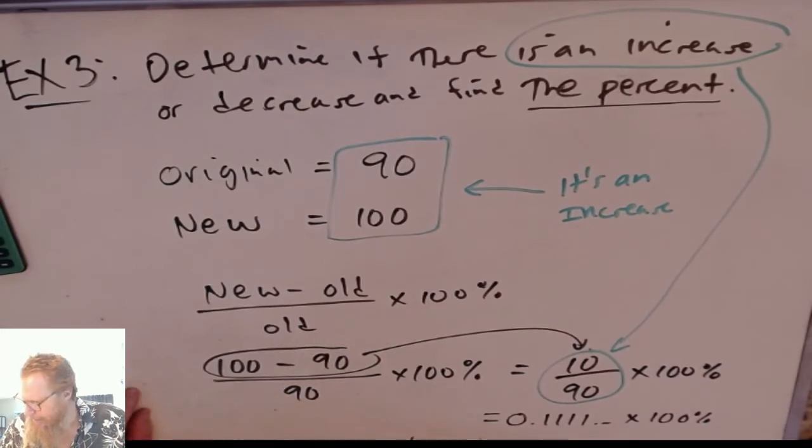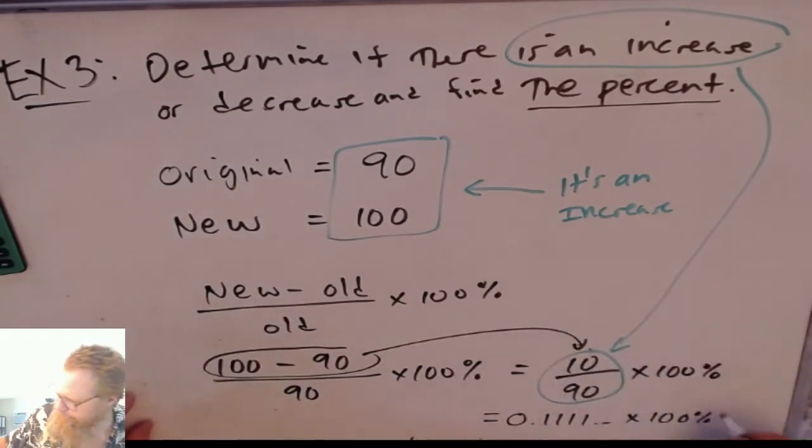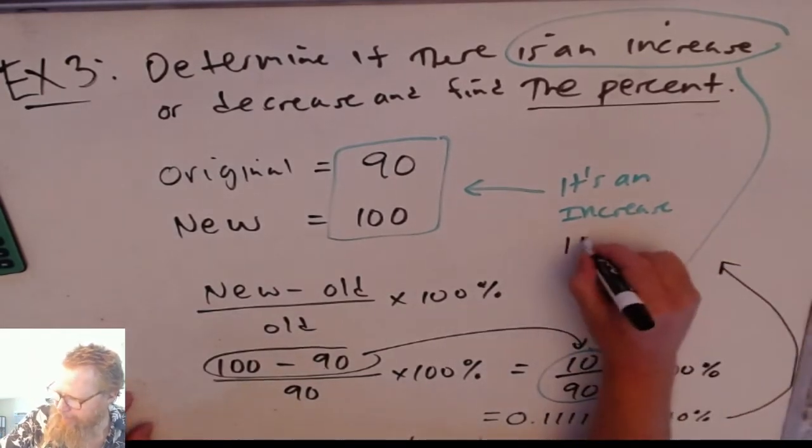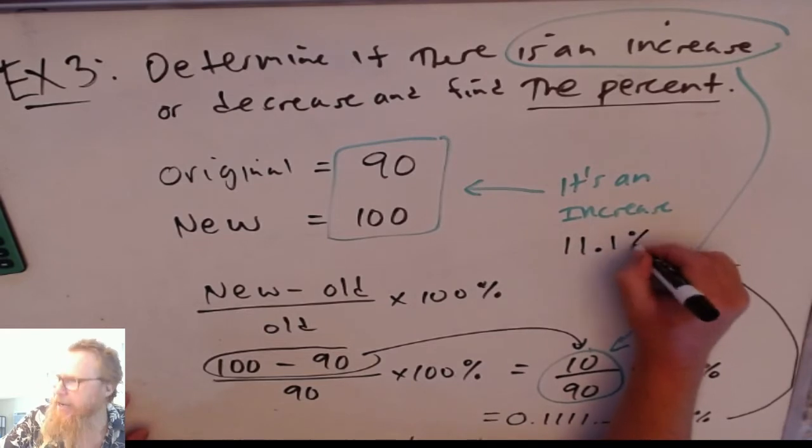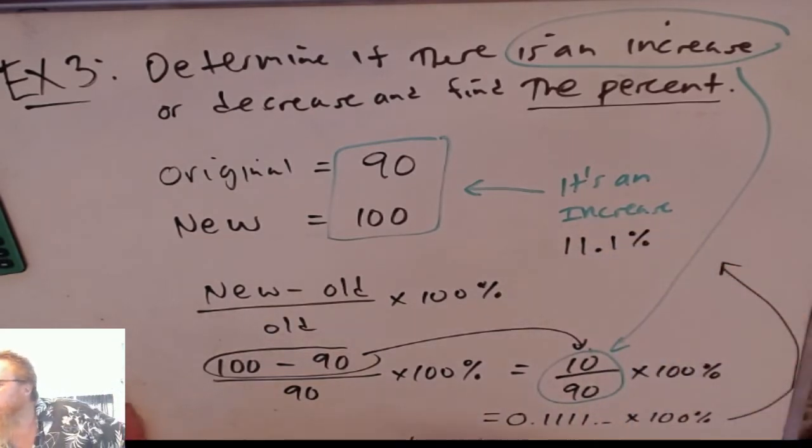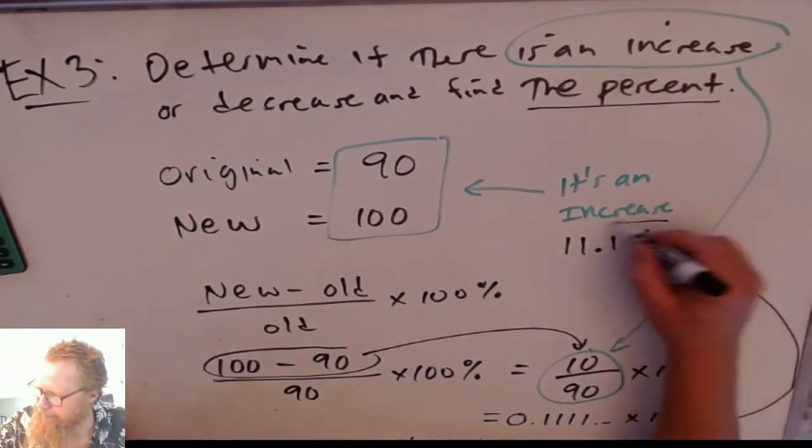So that would be, I'm just going to put the answer up here, 11.1%. I'm going to round to the nearest tenth.